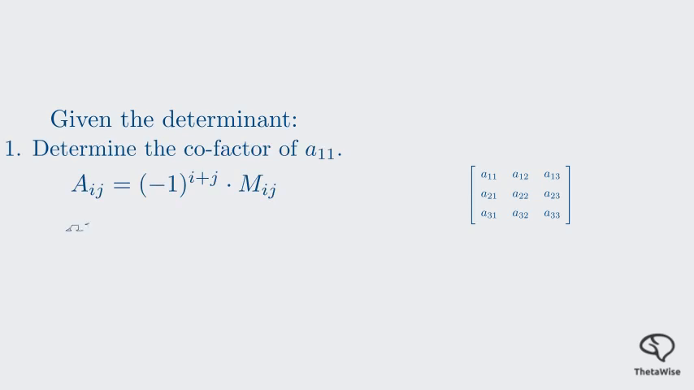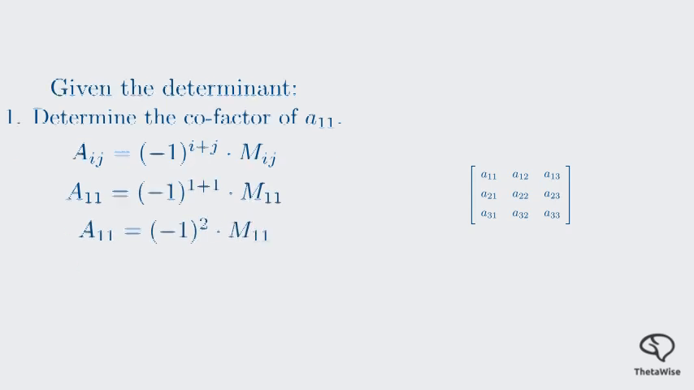For the element a sub 1,1, we have i equals 1 and j equals 1. Plugging these values into the formula, we get -1 to the power of 1 plus 1, multiplied by the minor M sub 1,1. The exponent 1 plus 1 is 2, which is an even number. Therefore, -1 to the power of 2 is +1. This gives us our sign.